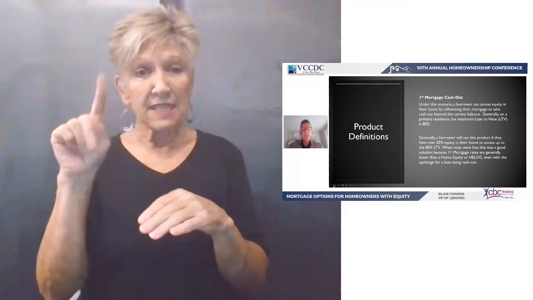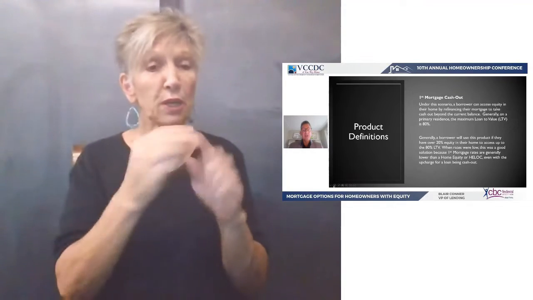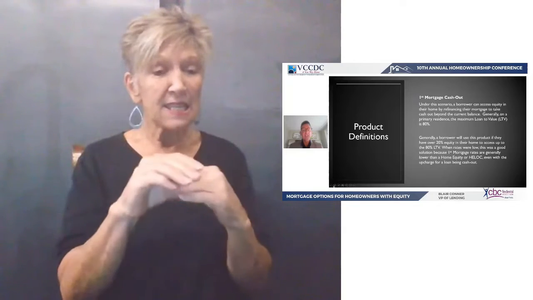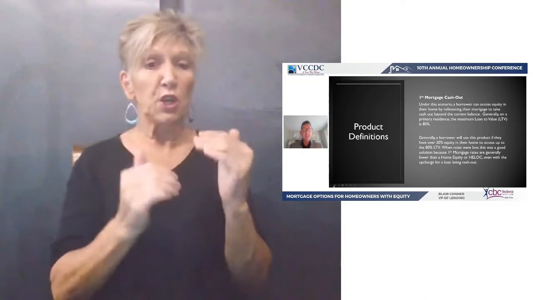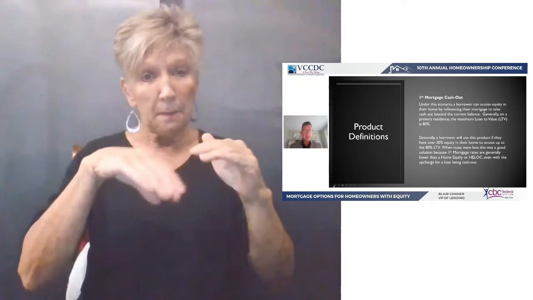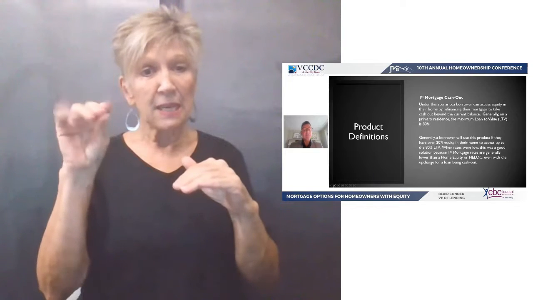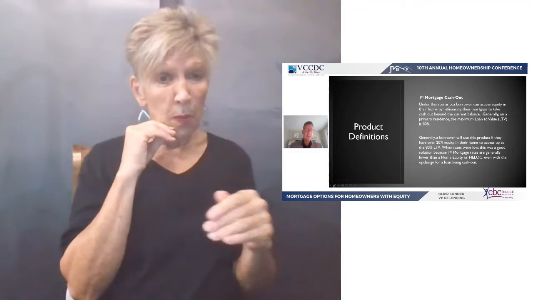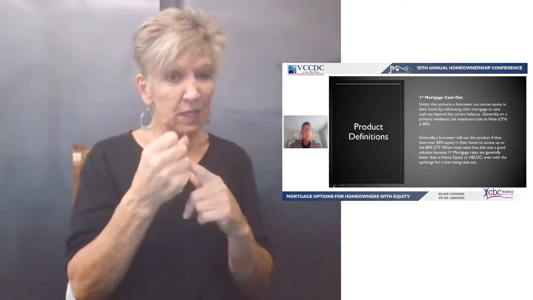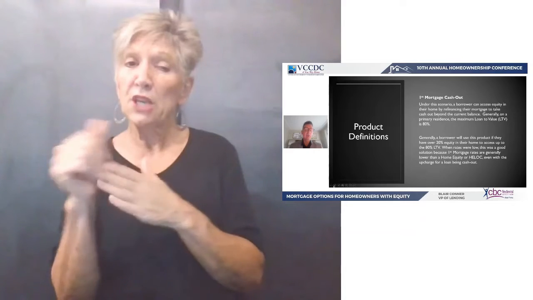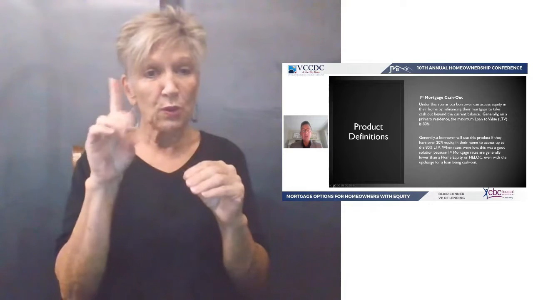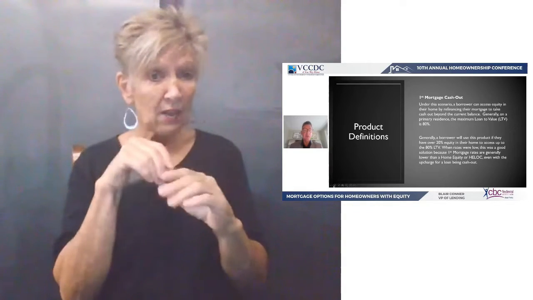So first mortgage cash out. Under this scenario, a borrower can access equity in their home by refinancing their mortgage to take cash out beyond the current balance. Generally, on a primary residence, the maximum LTV is 80%. So that goes back to that first scenario. If you have 75% loaned out against your home, so $100,000 under that first scenario, you would naturally think, okay, I have $100,000 access. Not necessarily. You'd only really have about 5% additional if you were going to do a first mortgage cash out to be able to actually cash out on your home and utilize.